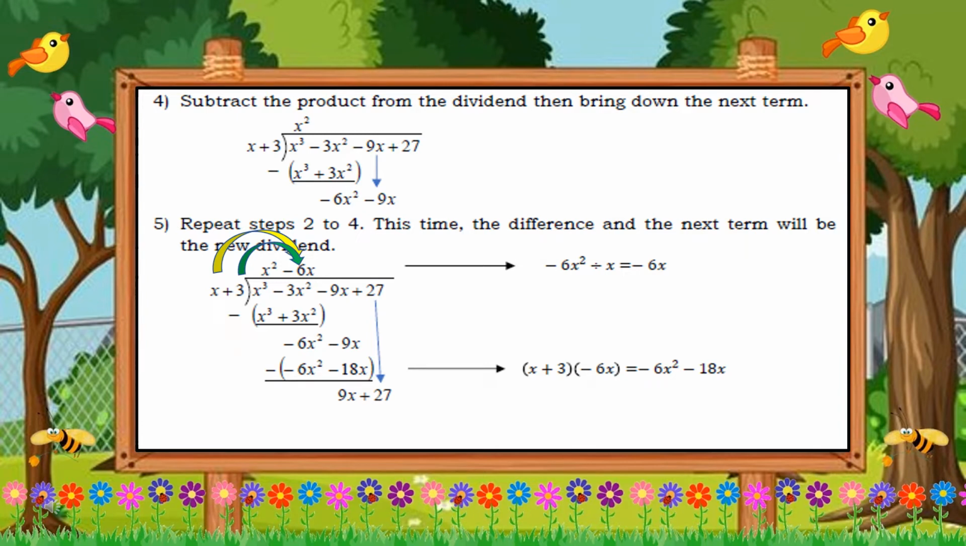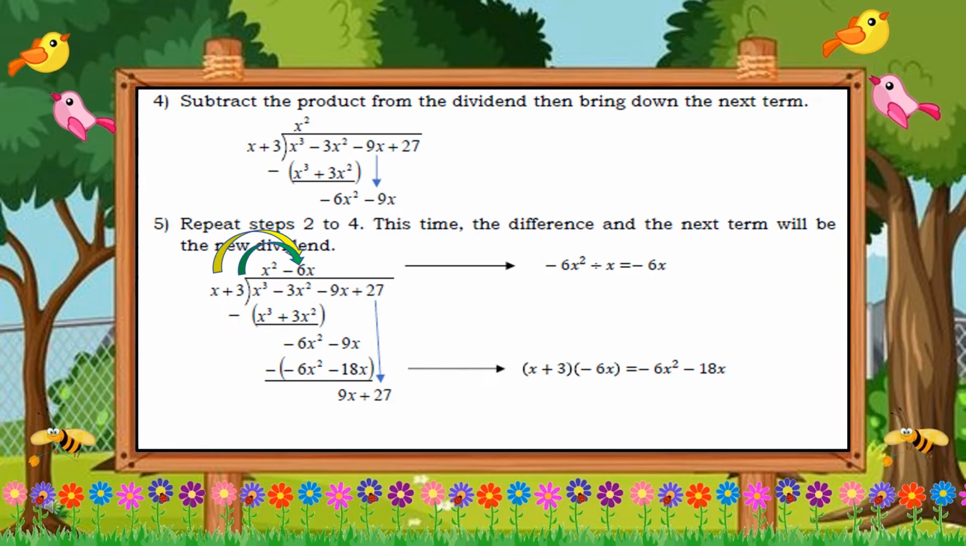Let us change the sign of the subtrahend and proceed to addition. So we have here negative 3x squared minus 3x squared. It's already negative because we changed the sign of the subtrahend and proceeded to addition. So we have negative 6x squared, bring down negative 9x. Repeat steps 2 and 4. This time the difference and the next term will be the new dividend.